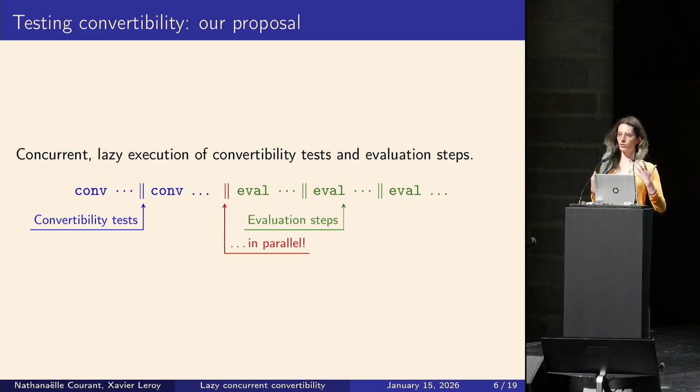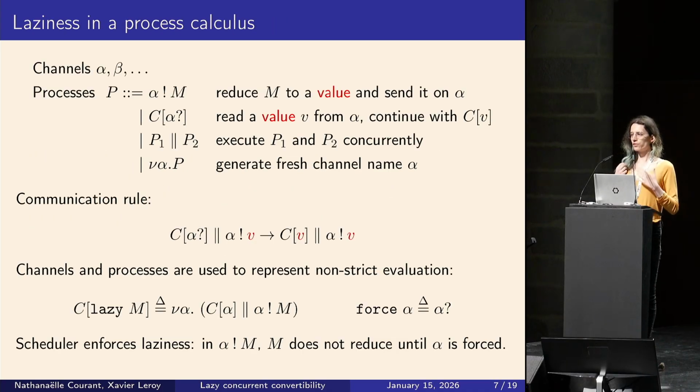So our proposal is instead to have a concurrent execution of both convertibility tests and evaluation steps, everything computing concurrently, and try to find solutions as early as possible. So for that, we start by expressing laziness as a process calculus.